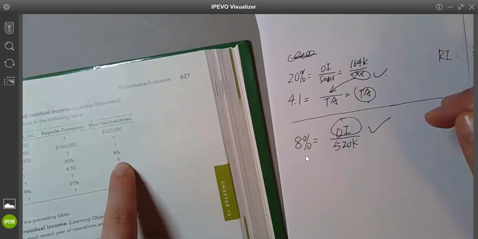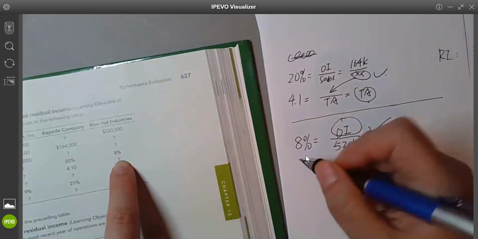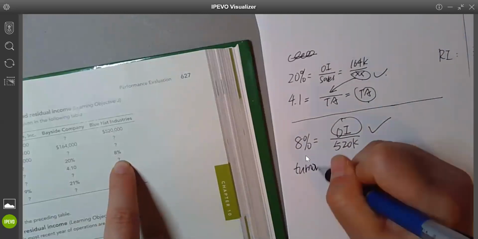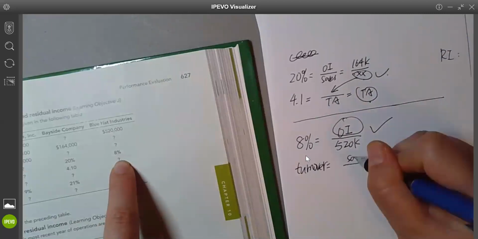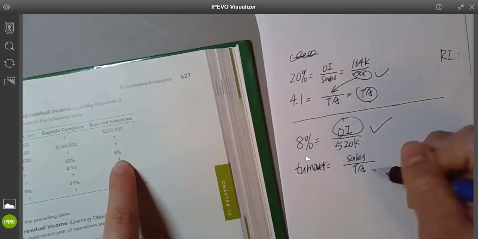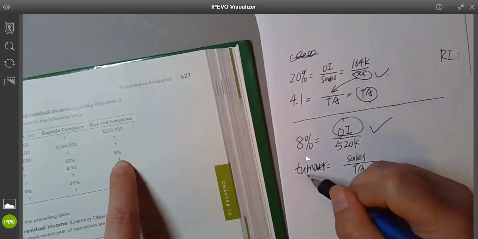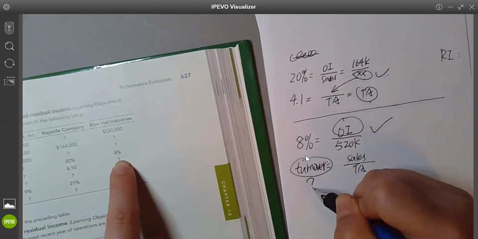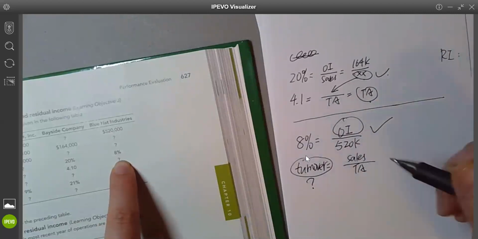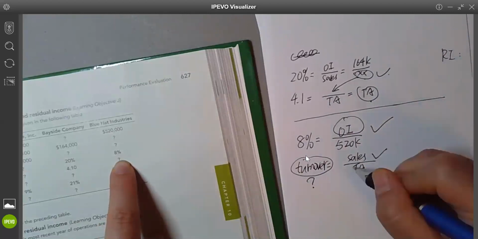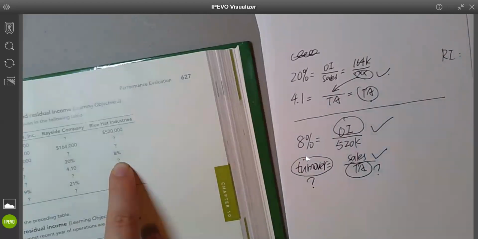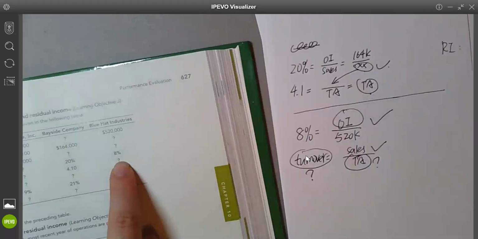Capital turnover, okay? Now this one you said, hey, I don't know how to get capital turnover, because capital turnover is my sales divided by my total assets. I know my sales. I don't know my total assets. So you ask me, hey, professor, how can I do this one?